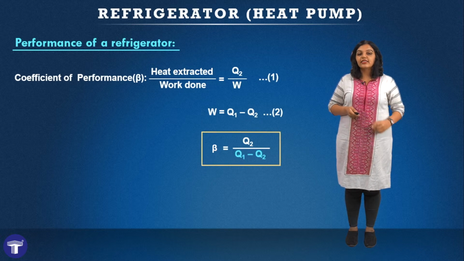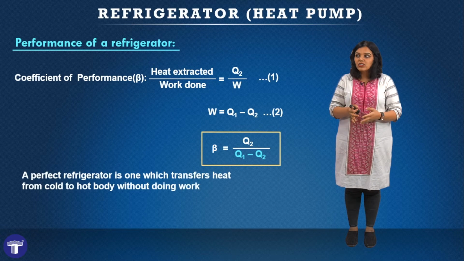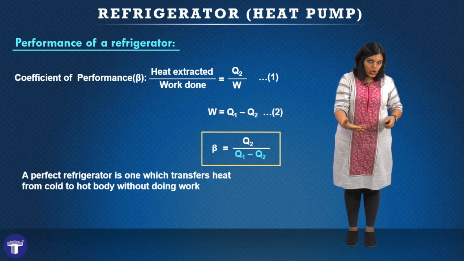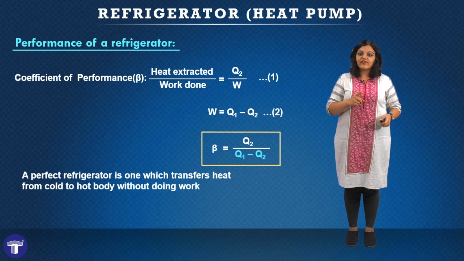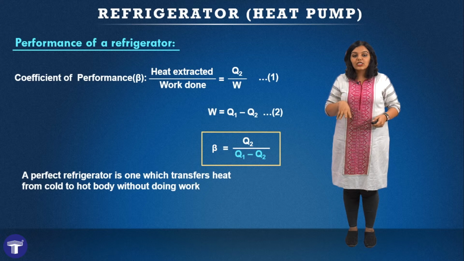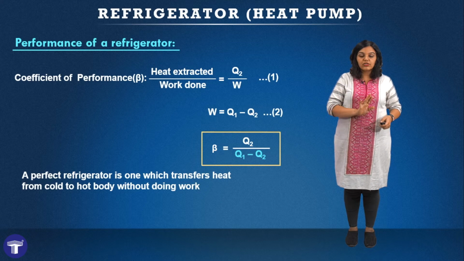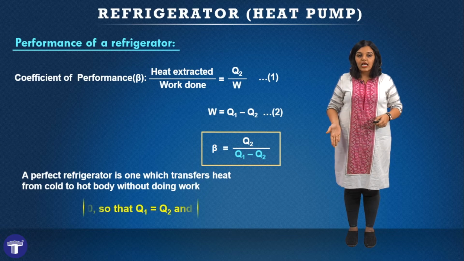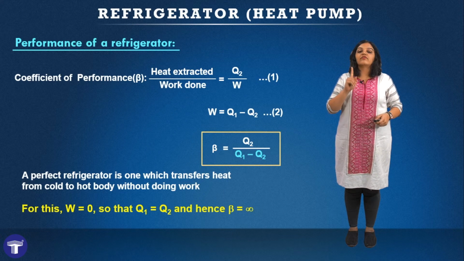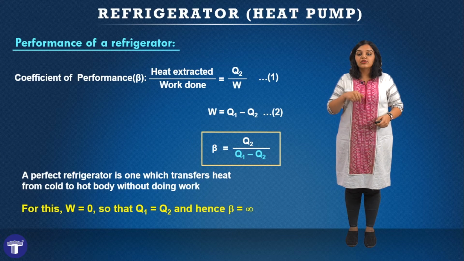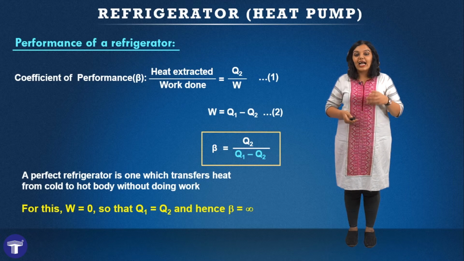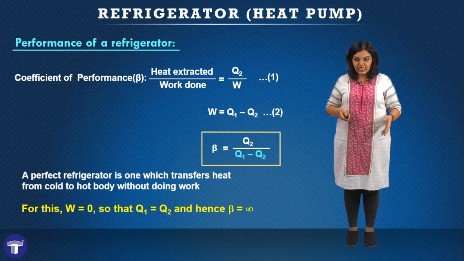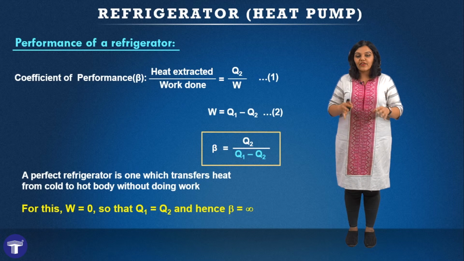Finally, now I can see that the best kind of refrigerators will be those in which I don't have to do any work, and therefore the best kind of refrigerators would be those in which transferring heat from the cold to the hot body was possible without any external work being done on it. And therefore, the best refrigerator would be that for which W is equal to 0. And if W is equal to 0, then Q1 would be equal to Q2 and beta would then become infinity. And these would be the most ideal refrigerators in existence.